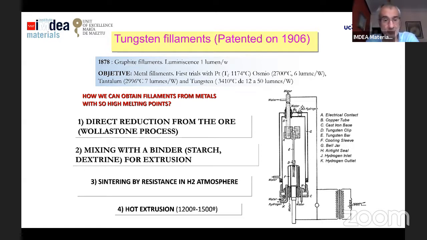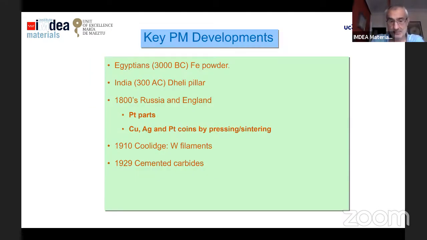tungsten. So they did it for a certain time, and at the end of the process, they had small ingots of tungsten that were submitted later to hot extrusion and then to drawing, another different process to produce the tungsten filament. So the production of tungsten filaments was in some way the beginning of another very important milestone in the powder metallurgy industry, the cemented carbides development.